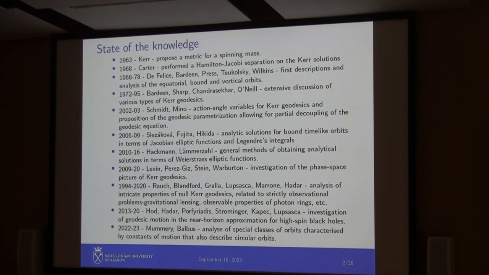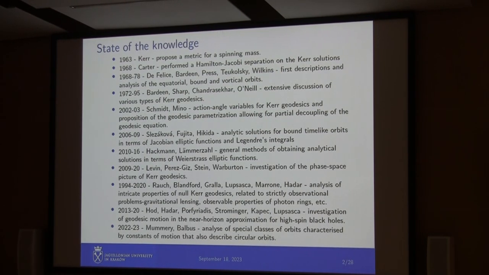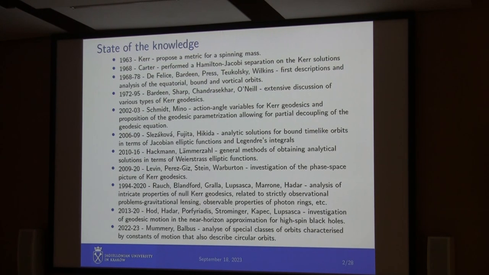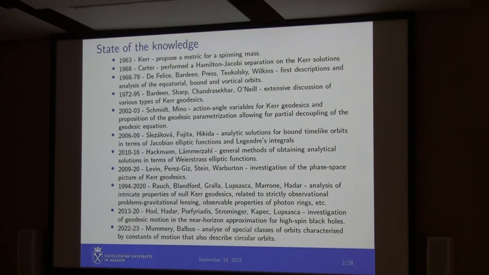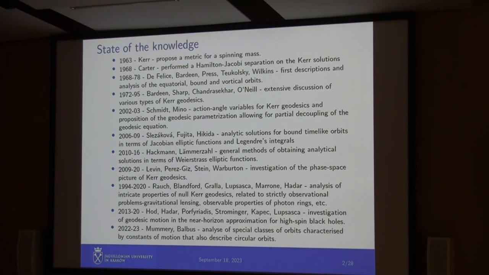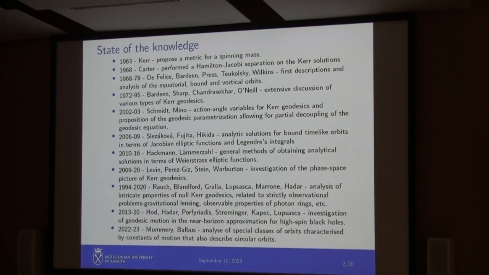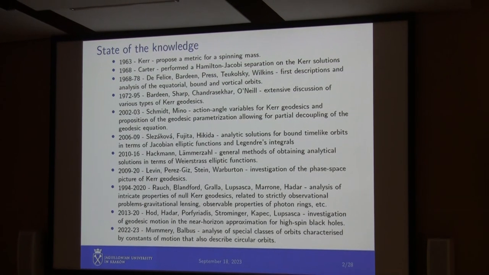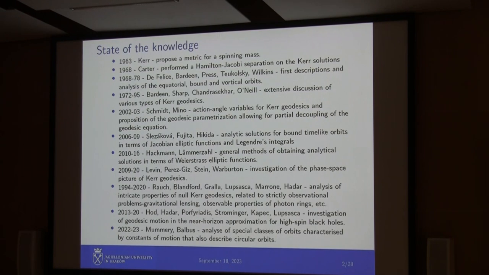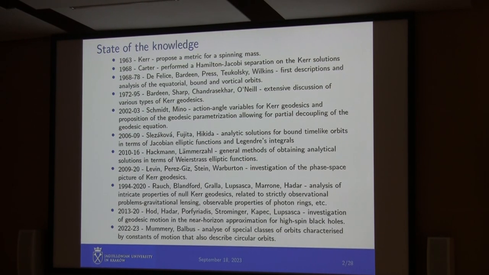In our work we also use, for example, the idea of Mino, the Mino time, which is a parameterization of the affine parameter, and it simplifies the problem a lot. In the following years, the first works about solving the geodesic equations in terms of elliptic functions appeared, in 2006 and 2009. And in 2010 and later years, Eva Hackmann with Cameron solved the geodesic equation for the Kerr metric in terms of Weierstrass functions.